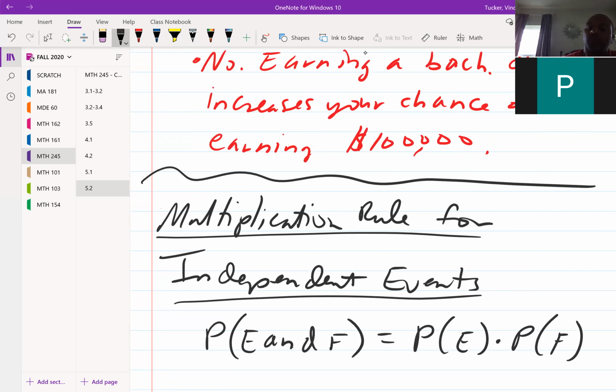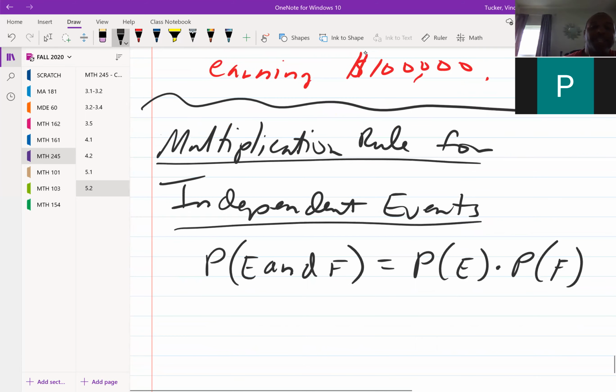All right. So if we want to know the probability of E and F, remember last time we were looking at E or F occurring. That's why we did the addition. This time we're looking at E and F happening. So not either or. We want both of them to occur. What's the probability of both of them occurring?